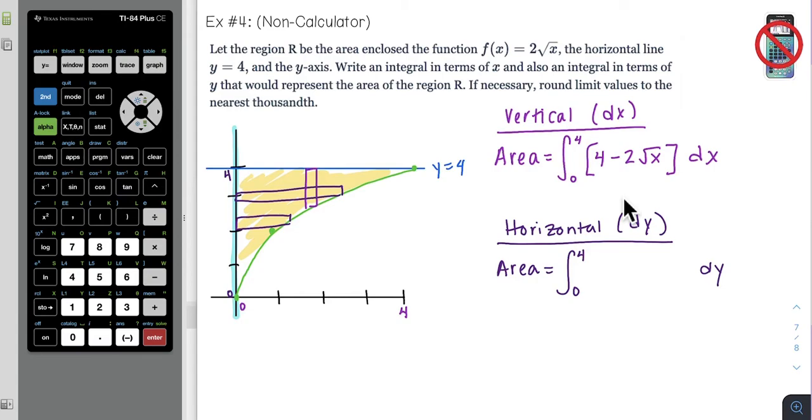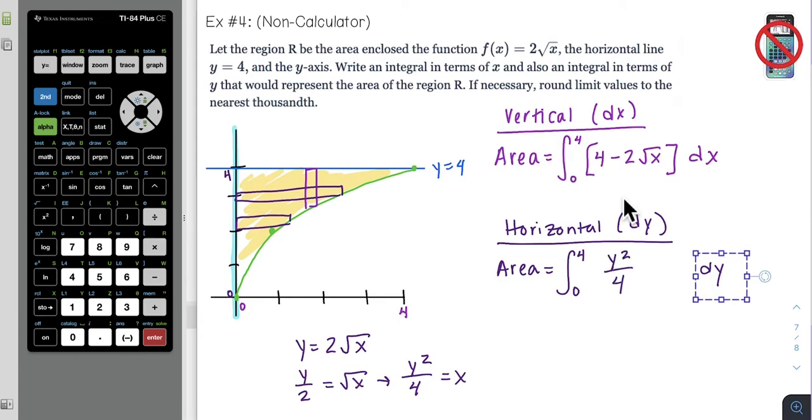So notice that the blue line, the y equals 4 line, is not involved except to give us the top bound. So if I have the equation y equals 2 square root of x, if I want to do a dy equation, I need to solve for x. So I'm going to divide both sides by 2, so this becomes y over 2 equals the square root of x. So that means y squared over 4 is equal to x. So I'm going to set this up as just y squared over 4 and move my dy closer.